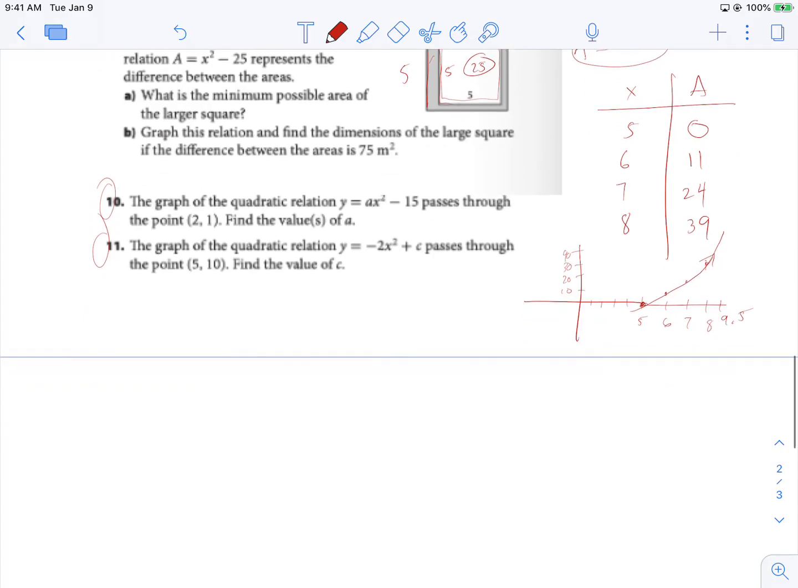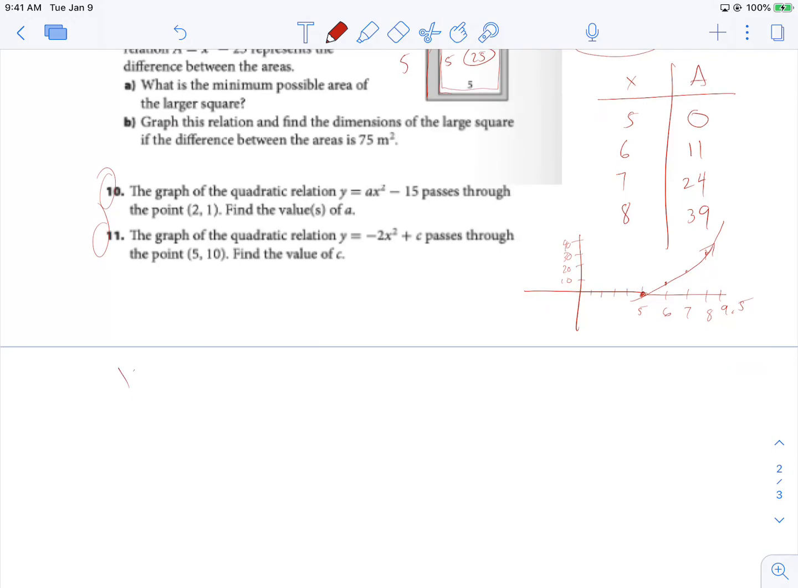Okay. 10, the graph of the quadratic relation y equals ax squared minus 15 passes through the point 2, 1. Okay? Find the value of a. So we've got to try to figure out what this is. Well, how do we do that? I mean, we don't have too much information, but we do have this point. And what is this point? Well, this is the x value, and that is the y value.